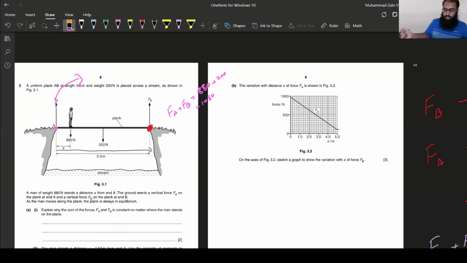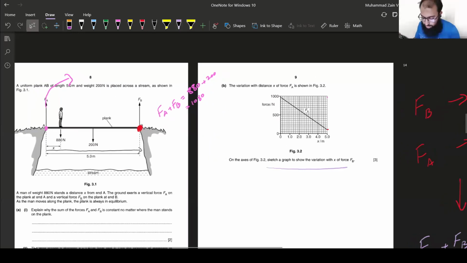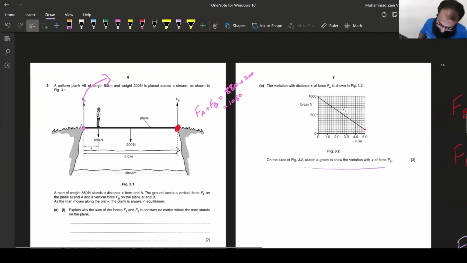Now what they're asking in the actual question is to sketch a graph to show the variation with x of force FB. So I just need to show how force FB varies with x. What I've given them in part A is that FA plus FB is always supposed to be equal to 1080. So this is something which I know for sure. Now I look at different points on the person's journey.